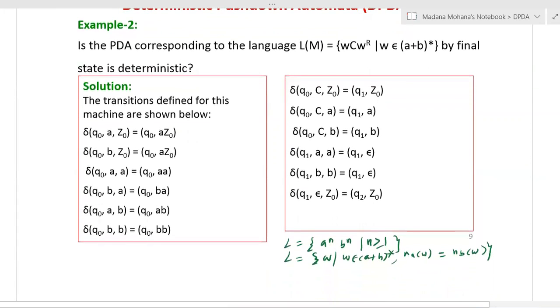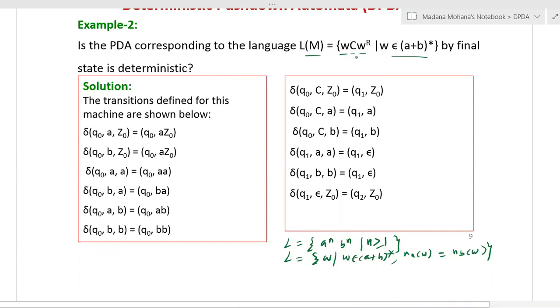Now this is the third problem, and it is also one of the important problems. Now this is the solution. You can make a note of this solution. Design a PDA, that is, construct a PDA corresponding to the language L of M equal to W C W power R, such that W belongs to (a plus b) whole closure, by final state. Now this is the solution of the PDA for this language. Finally, after obtaining the solution, you can say whether it is deterministic or not.